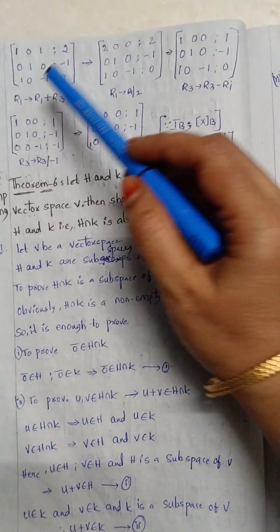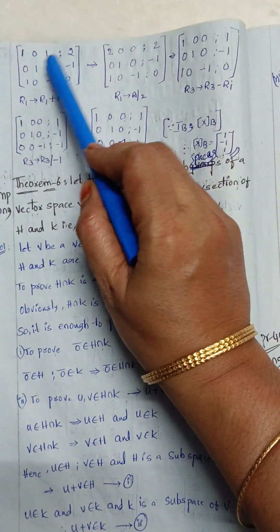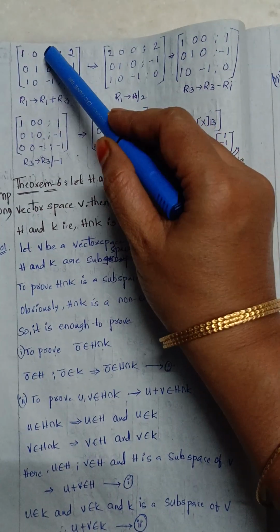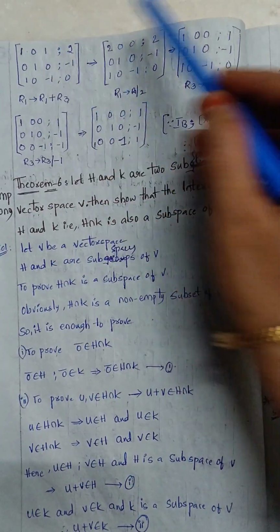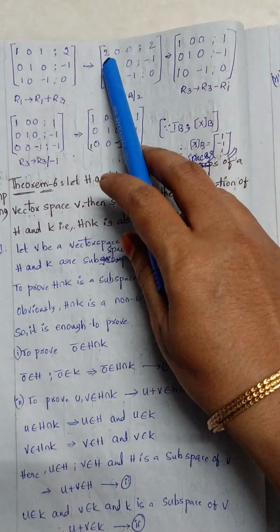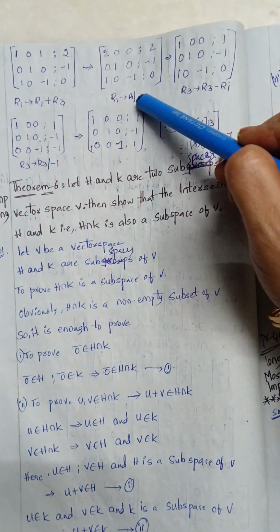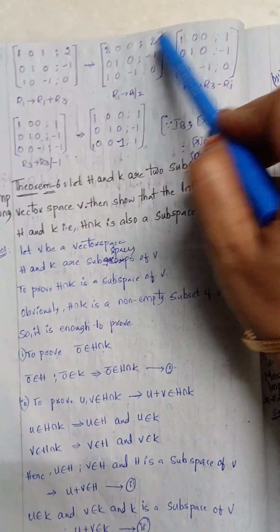Now here 1 0 0 we want here. So R1 plus R3, then it will become 0. R1 plus R3. Then this is 2 0 0 like this. Now here R1 by 2. By 2 means here 1 will come.